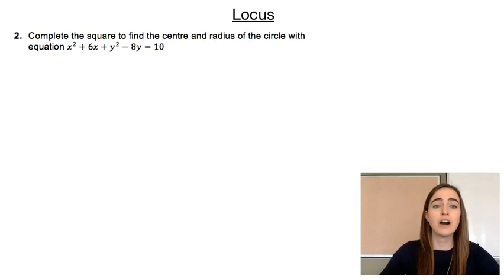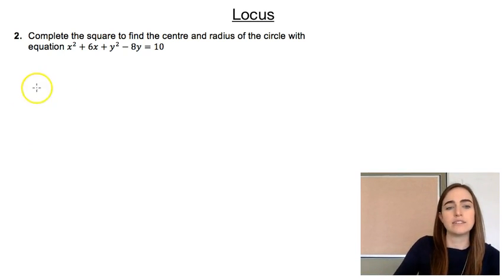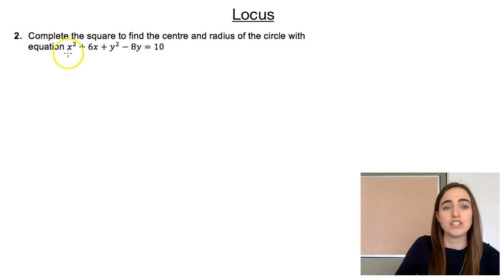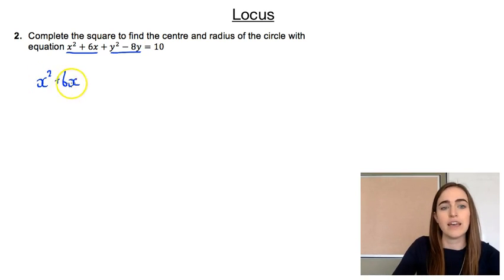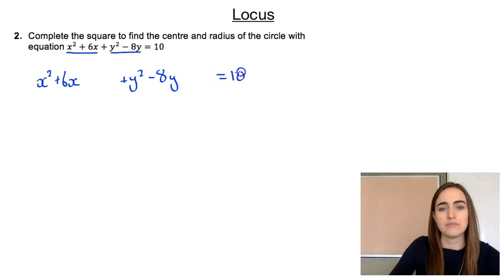So our second example asks us to complete the square and find the centre and the radius of the circle with equation x squared plus 6x plus y squared minus 8y equals 10. So we're going to rewrite this, and we're going to have to complete the square on each section. So on these x terms here, we're going to complete the square. And on these y terms here, we're going to have to complete the square. So when we rewrite it, I'm just going to leave some gaps in there. So x squared plus 6x plus y squared minus 8y is equal to 10.